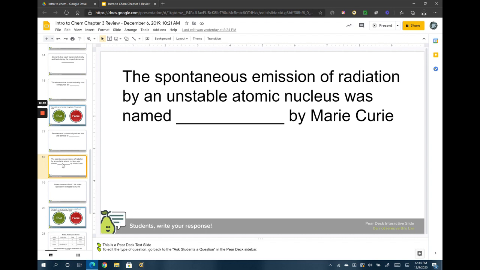The spontaneous emission of radiation by an unstable atomic nucleus was named what by Marie Curie? She is the one who named radioactivity. Radioactivity.